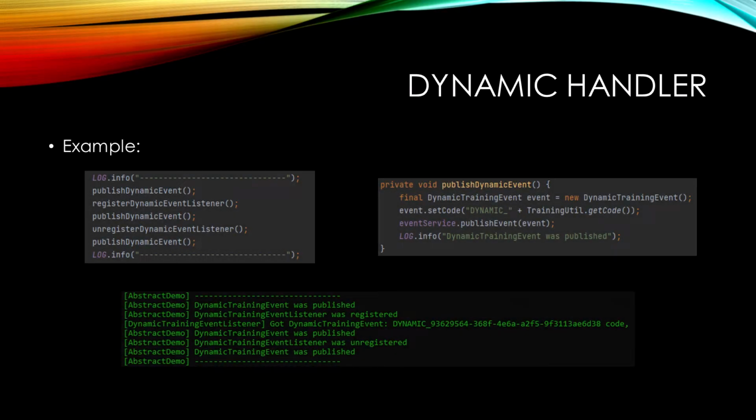Here you can see how I've published the event multiple times. But the system reacted to it only when the related event listener was registered.